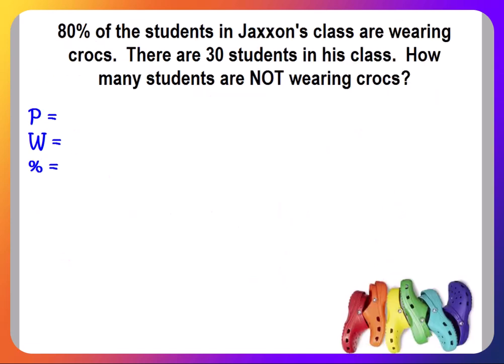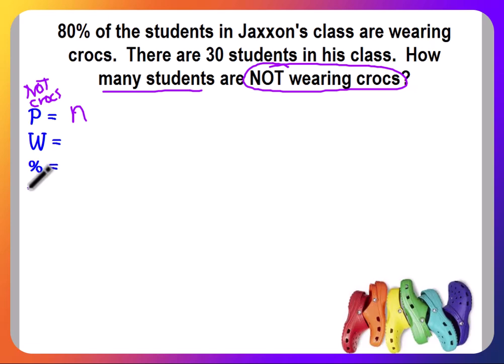Okay, last problem. 80% of the students in Jackson's class are wearing Crocs. There are 30 students in his class. How many students are not wearing Crocs? There's our question. How many students are not wearing Crocs? That's the part. We're looking for the part that is not wearing Crocs. So this is our unknown variable n that represents an unknown number. The part is going to be not Crocs.